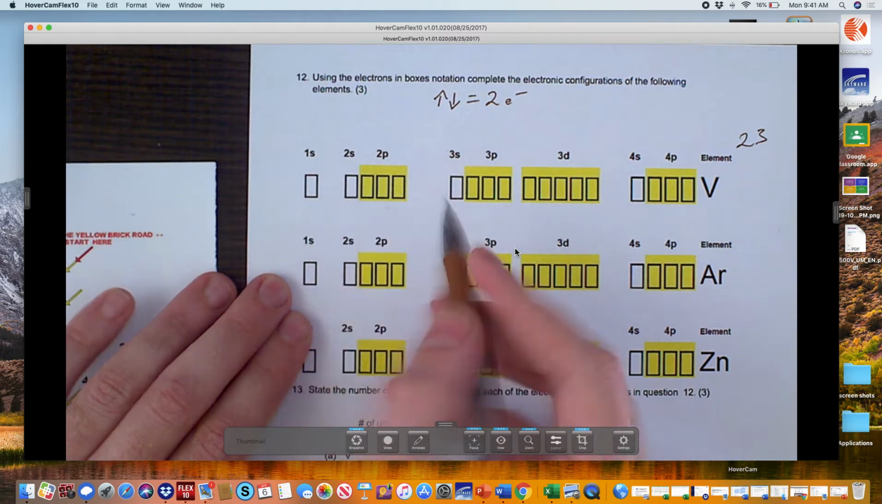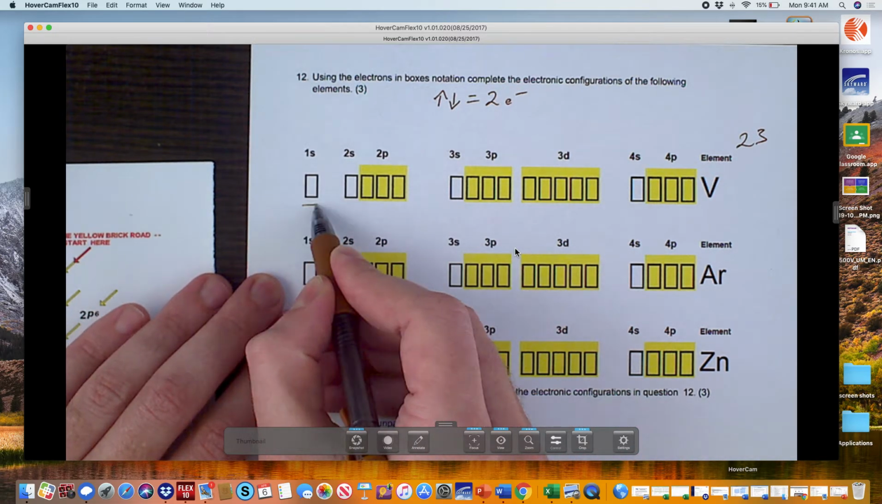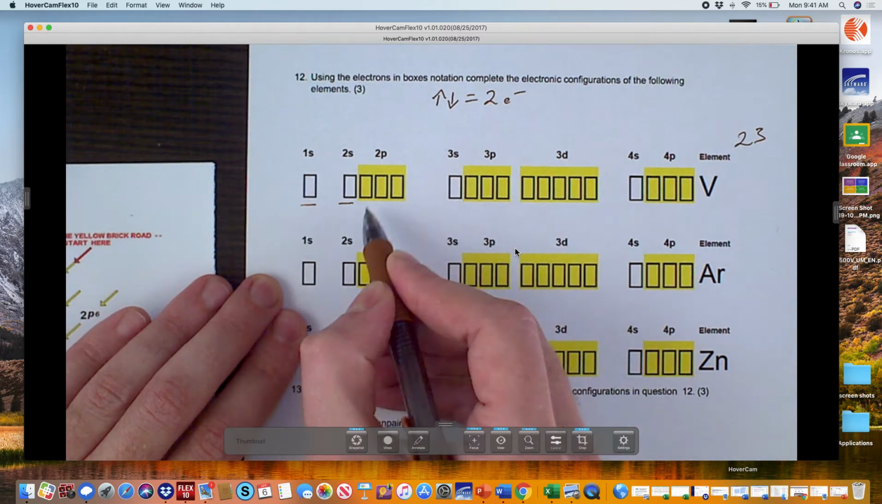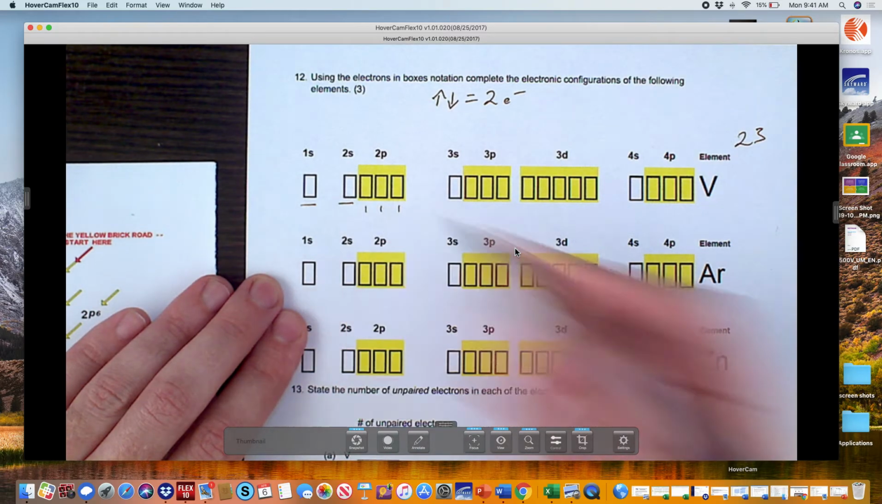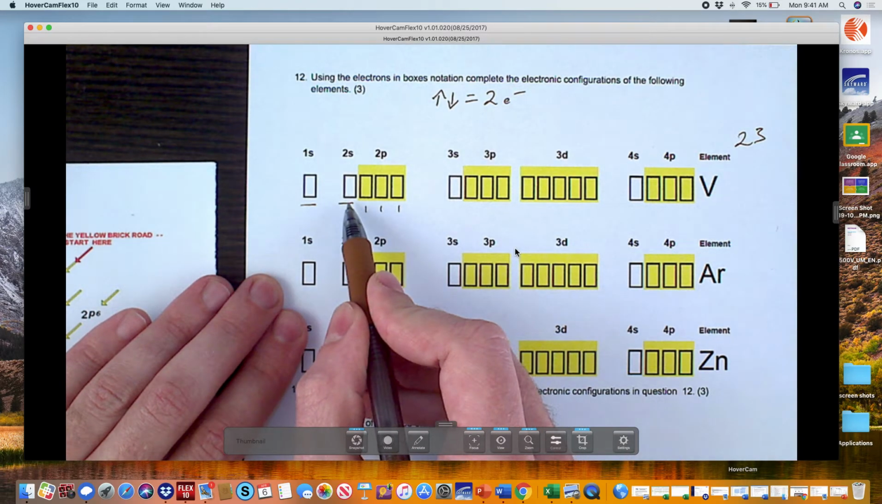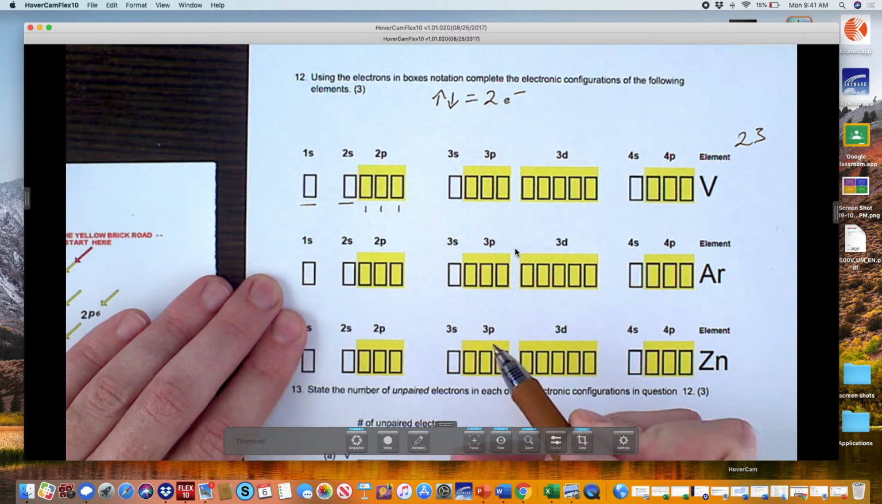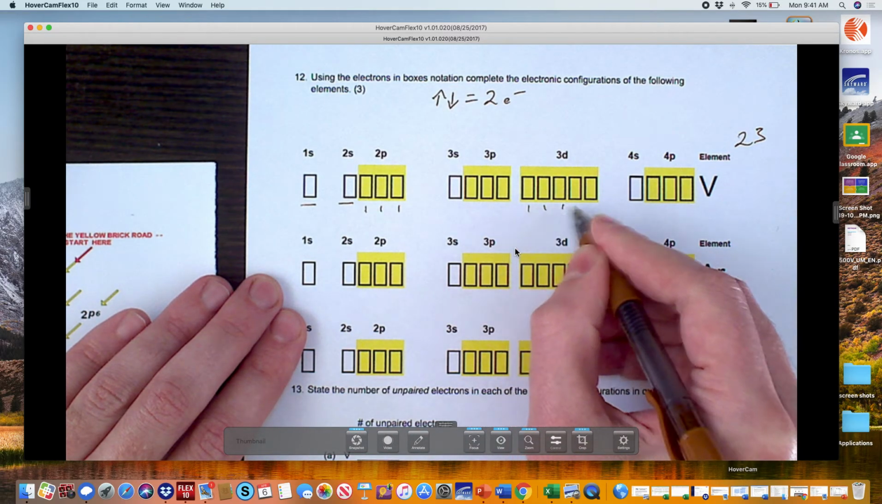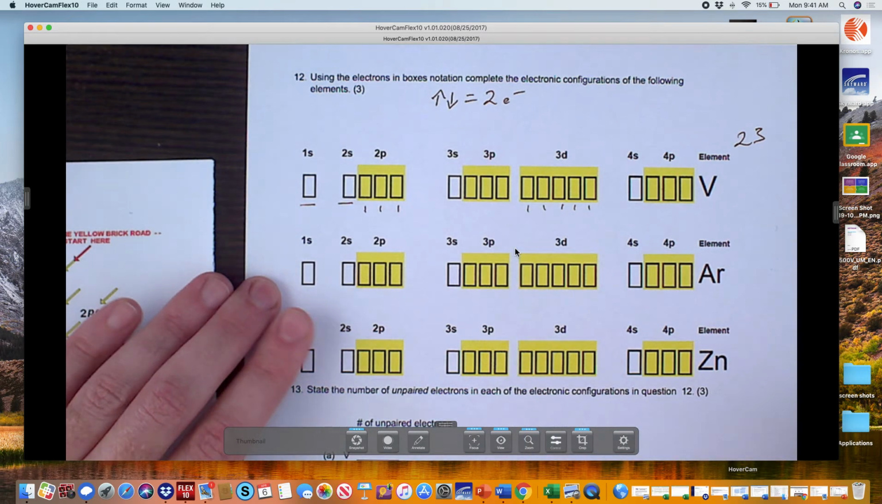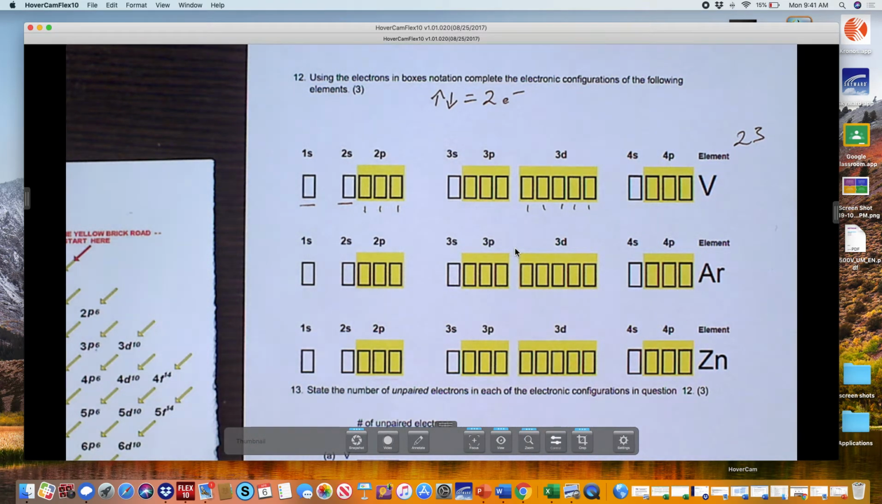So what's a suborbital? This is an orbital, this is an orbital, here's a suborbital for the p's. So s's have 1 suborbital, p's have 1, 2, 3, d's have 1, 2, 3, 4, 5. And f's have 7, but we don't do this for a lot of things that have 7. We don't really get into those elements. Okay, so what do we do with these 23 electrons?